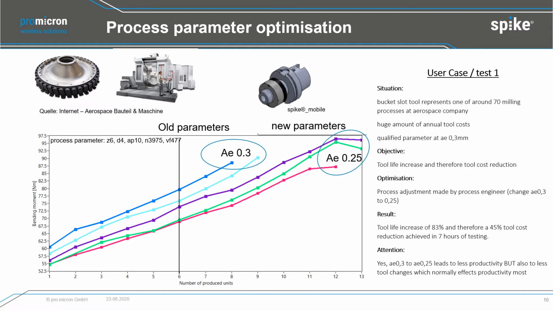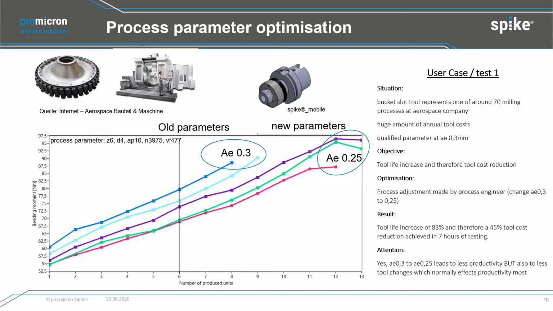Sure, everyone would say, simple, I know that I can have a longer tool lifetime if I have a different AE. But the end customer didn't have any information, feedback or data. Spike was able to give it to him so he could go to the management and discuss it in more detail. We did this test within 7 hours, and within these 7 hours, we were able to increase the tool lifetime by 83% and reduce the annual cost by 45%.